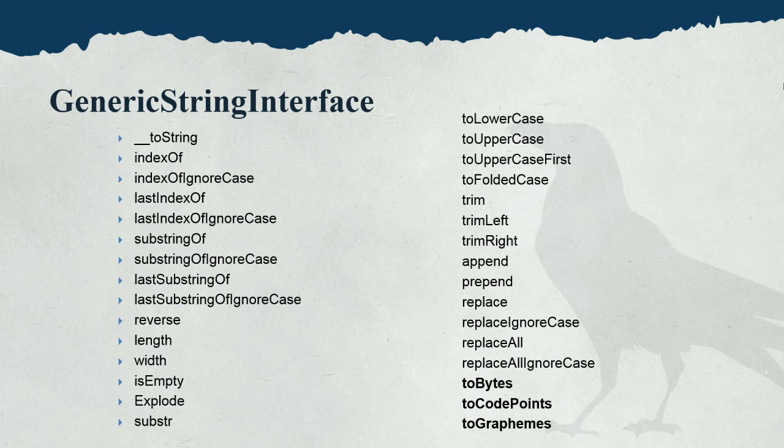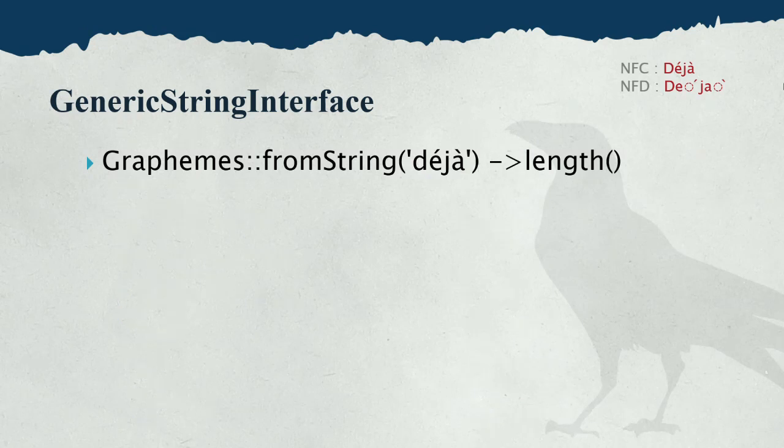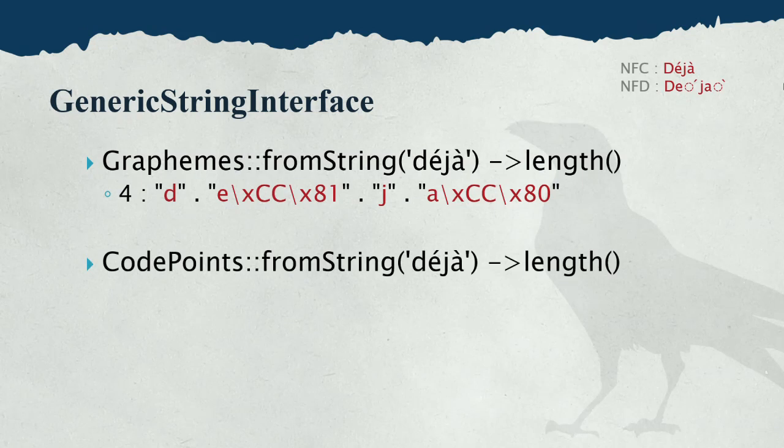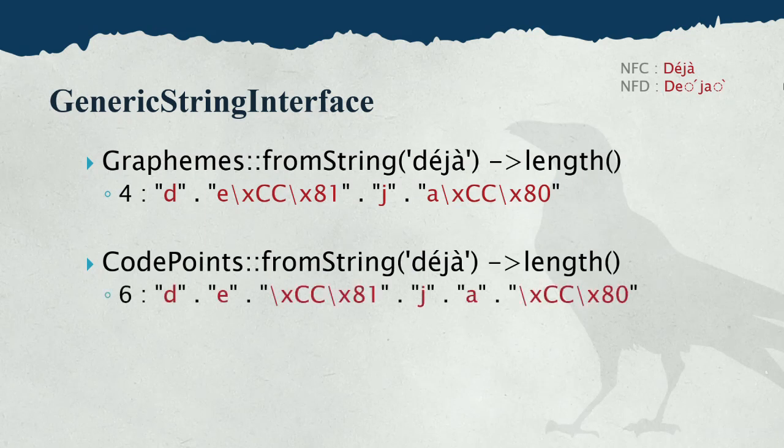So in practice, let me show you how that works. Let's take again that déjà world. With the graphemes class, we have this static constructor. So let's say you call graphemes from string déjà length. What's the output of that? Four? Yes, four. Four because D, then the E with the CC81, which is the way to encode the standalone accent, then the J, A, and again, same for the A. Now, what's the output for that? Yeah, 6. D, E, standalone accent, J, A, standalone accent.